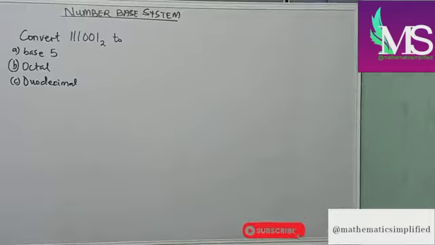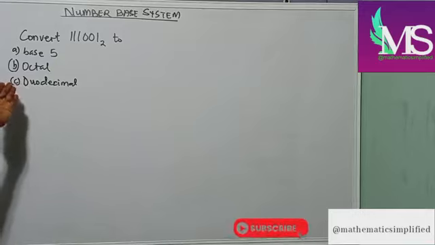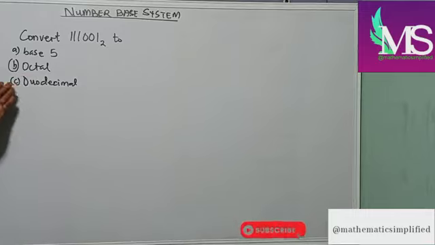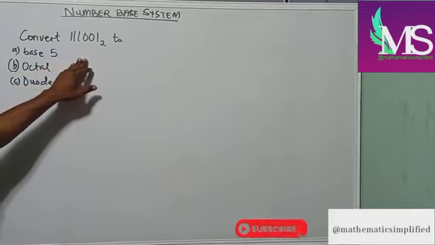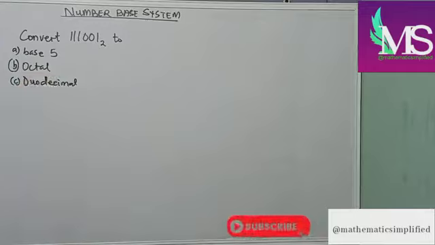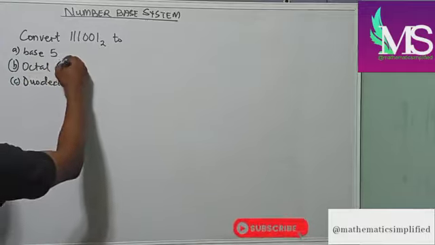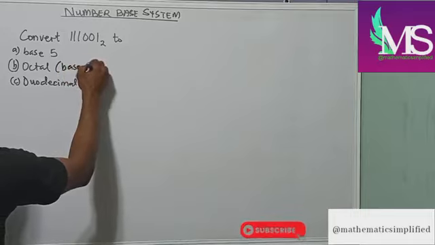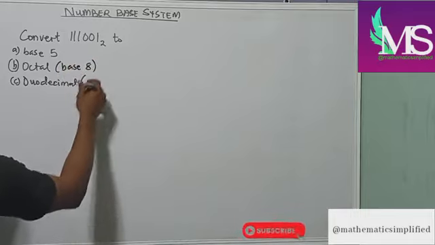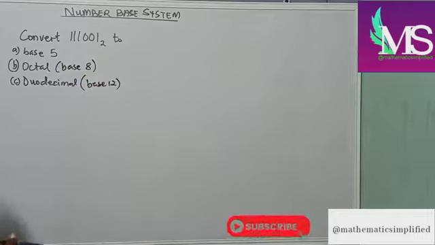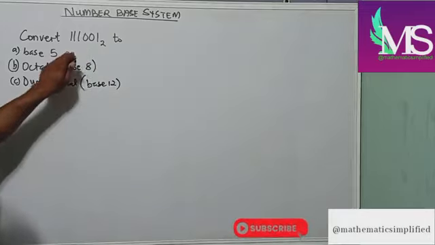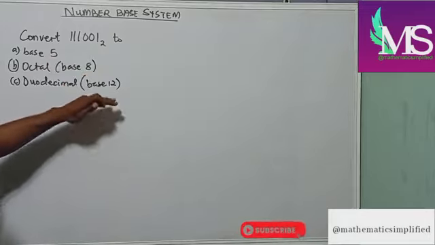Convert 111001 base 2 to base 5, octal base system and duodecimal. Base 5 is clear, that we are converting it to base 5. Octal is base 8. And duodecimal is base 12. Alright, so we have to convert from base 2 to base 5, base 8, and base 12.